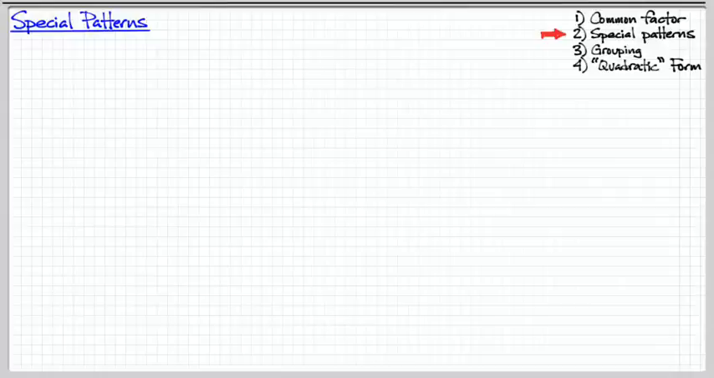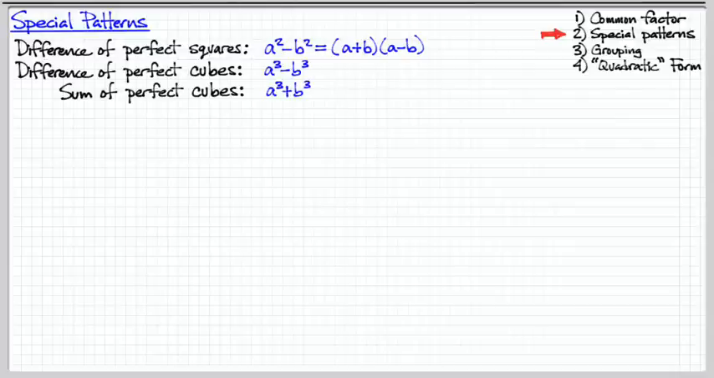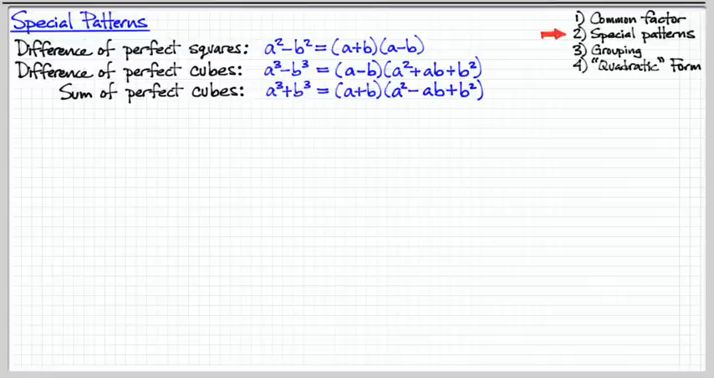Special patterns. As we just saw, there are some special patterns which help us quickly factor. We have the difference of perfect squares, which we just saw an example of, and we've done this in the past. We also have the difference of perfect cubes as well as the sum of perfect cubes. So we have these patterns that we can use, and we could prove these out, but we're not going to do that right here. Let's see how we can use them.